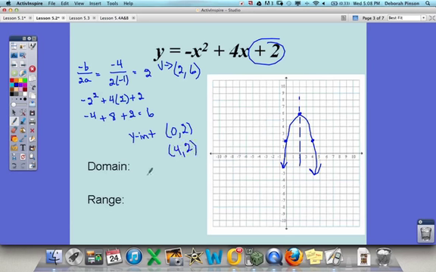Okay, domain is all real again. I like to write it this way. And range, y is less than or equal to 6.